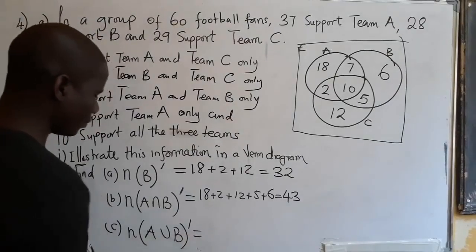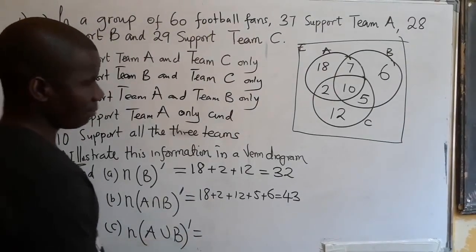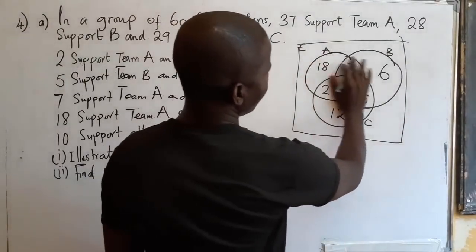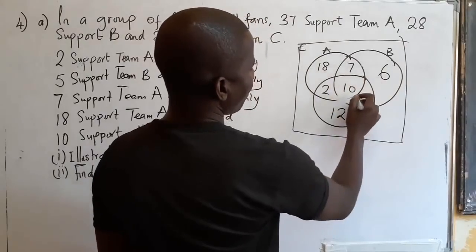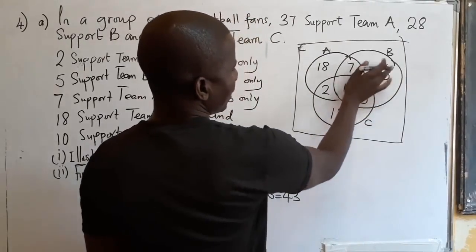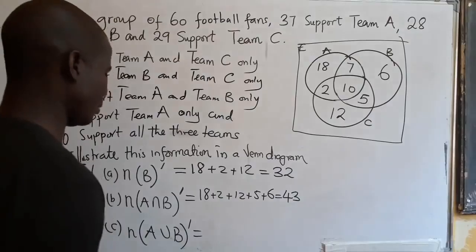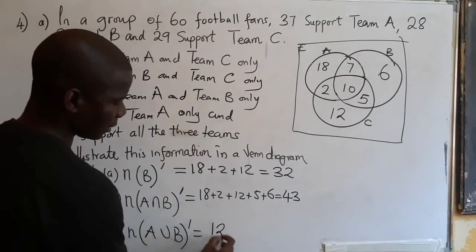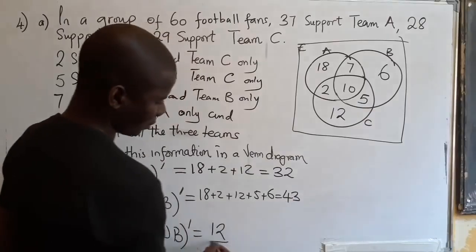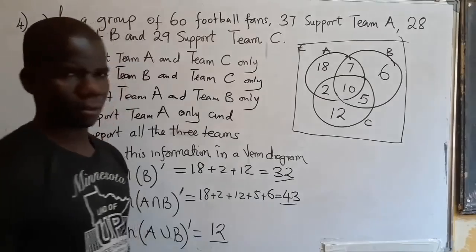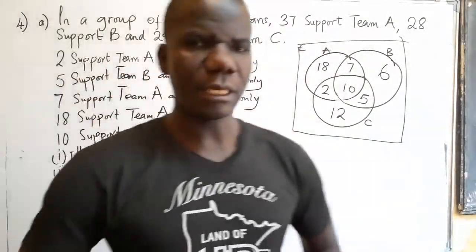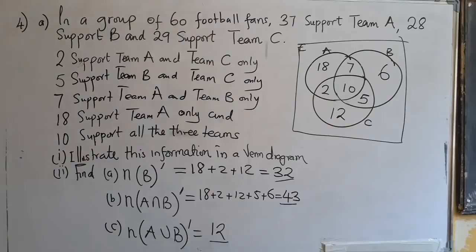Then the last one, the complement of the union of A and B. The union of A and B are these ones here, isn't it? Now we are saying complement, meaning A and B should not be there. So what we remain with is just 12, this 12 here. So these are the answers that we are supposed to have to that question. That's all. So we go to the other question, which is question 4b.